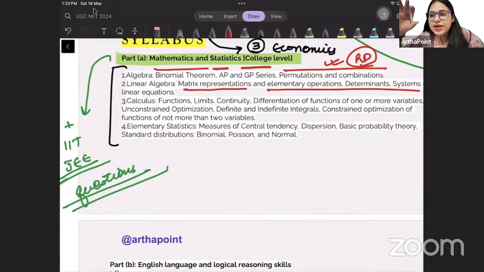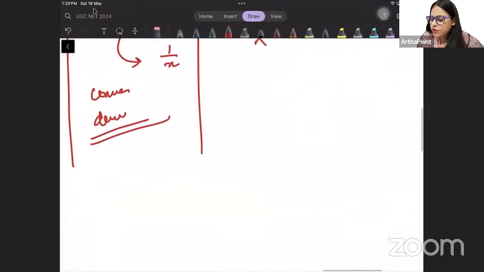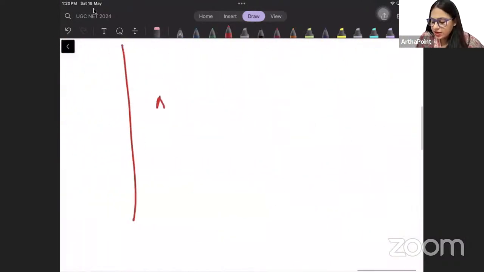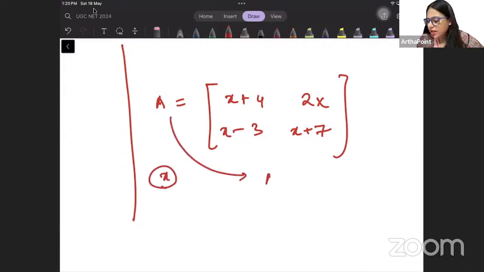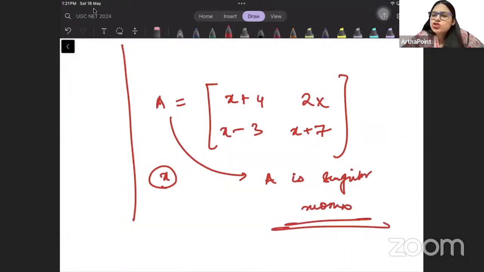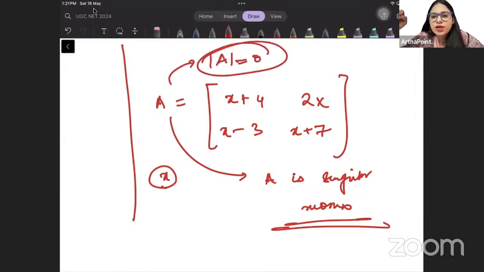So they will ask you a basic question on determinants. Just for example, if I give you a matrix, say x plus 4, x plus 7, 2x, x minus 3. I have given you some matrix. And I ask you, tell me the value of x such that A is a singular matrix. So you need to just find the value of x by putting the determinant of A as 0, right?